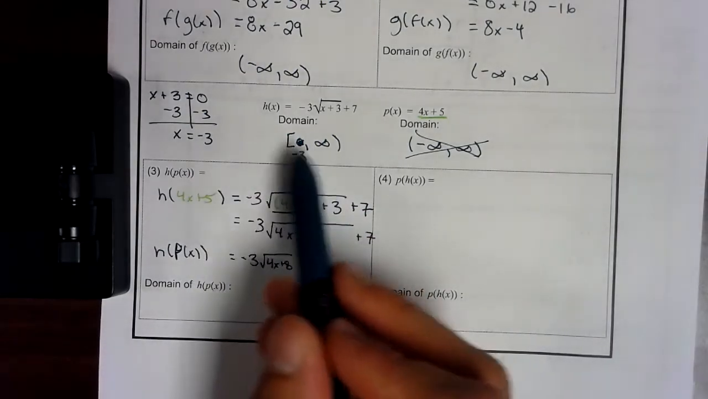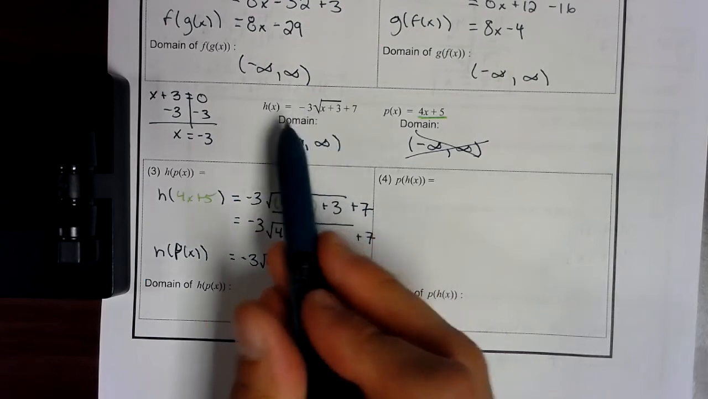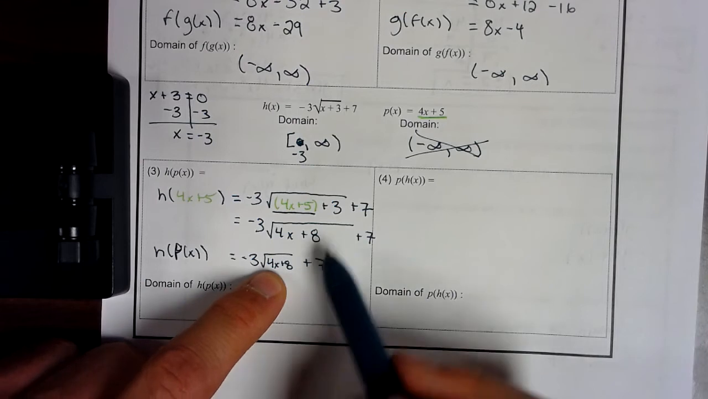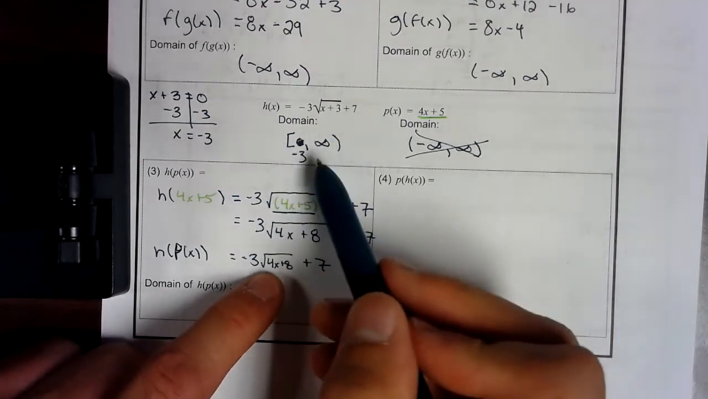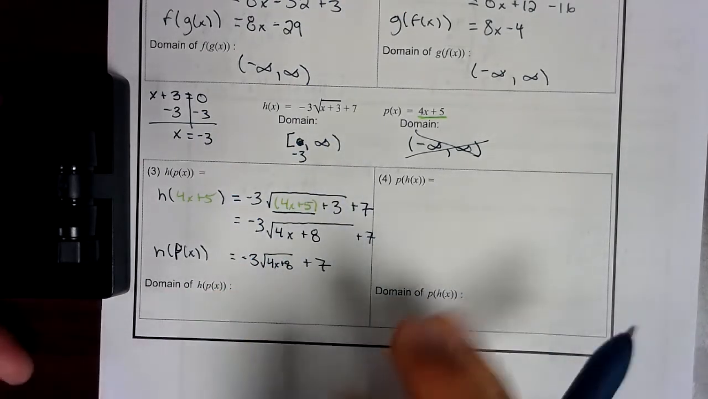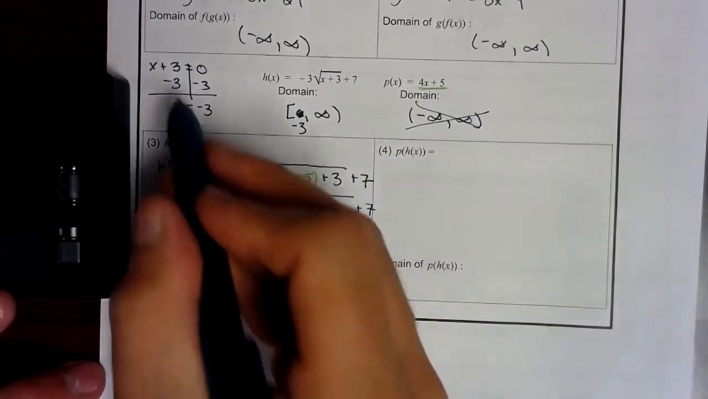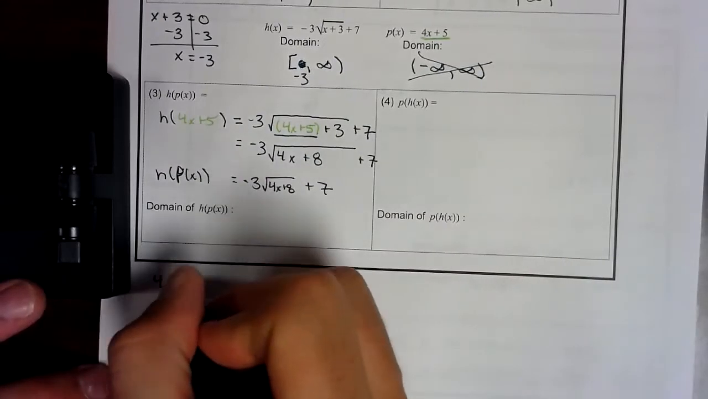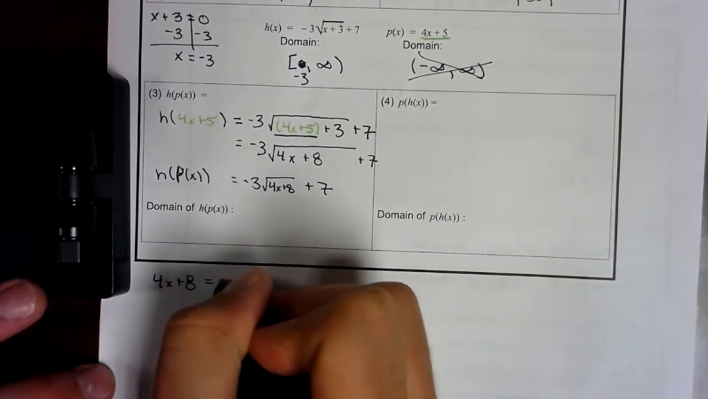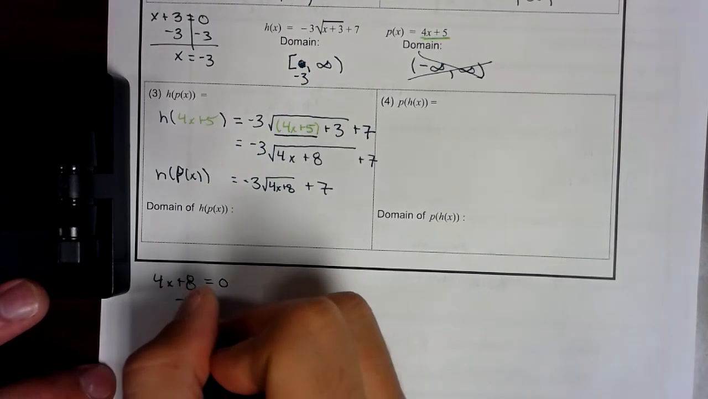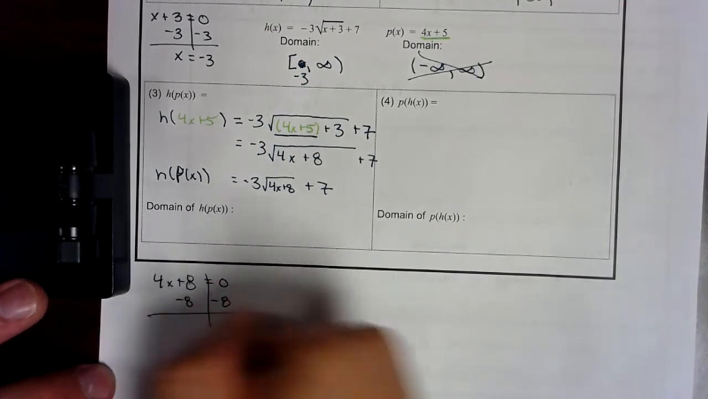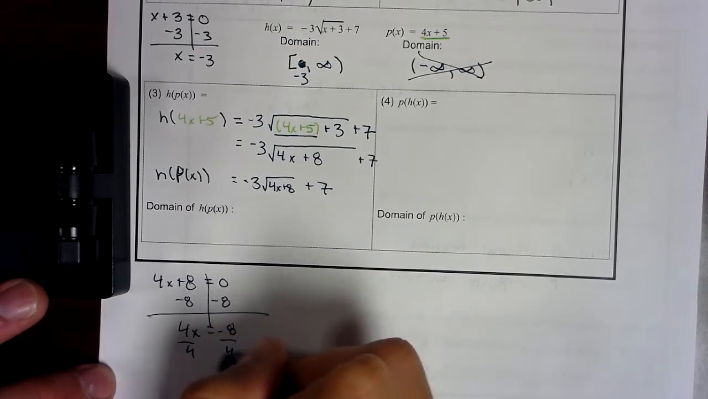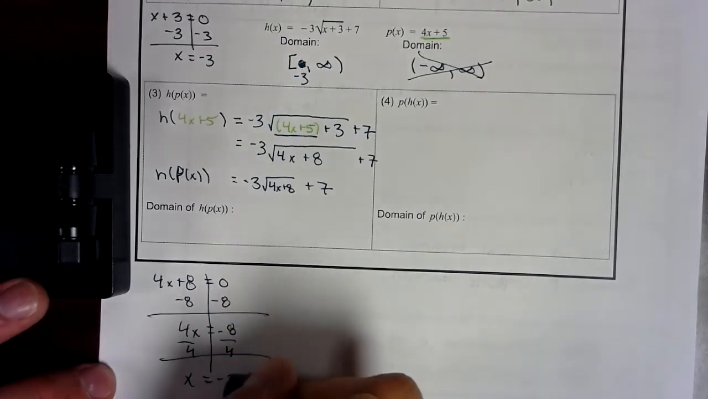So now we said our domain was negative 3 to infinity for h of x. We want to find this domain as well and see if we are further restricted by this value. So really, let's find this domain and revisit. So once again, just like we talked about up here, I'm going to take what's underneath the square root, that's 4x plus 8. I'm going to set it equal to 0, and I'm going to solve for x by minusing 8 first, dividing by 4, I get x equals -2.